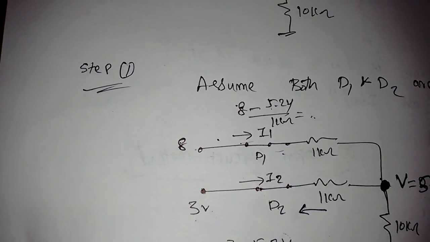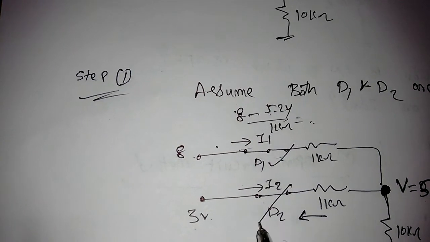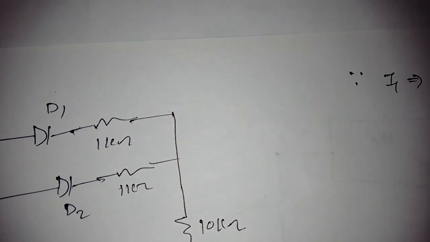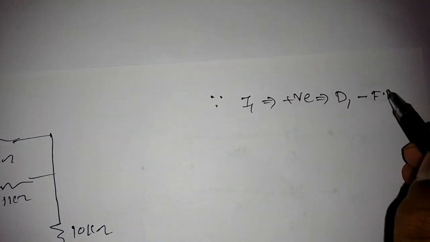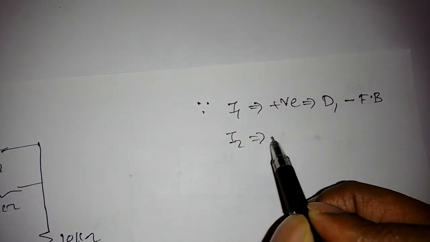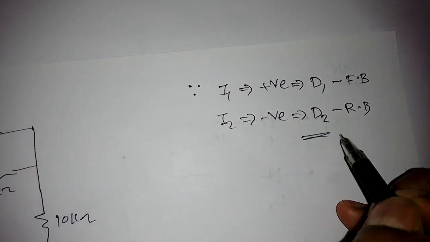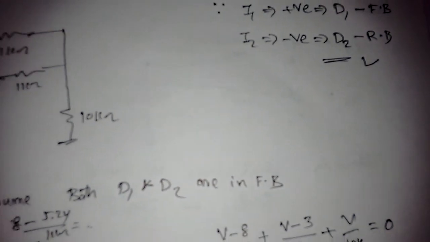So what does that mean? Whatever we assumed, diode D1 is in forward bias, but diode D2 is in reverse bias. That is the conclusion we need to make. Since I1 is positive, diode D1 is in forward bias, but the I2 we got is negative, so we say diode D2 is in reverse bias. So this is how we can easily identify which diode is in forward bias and which is in reverse bias using the short circuit method, right?